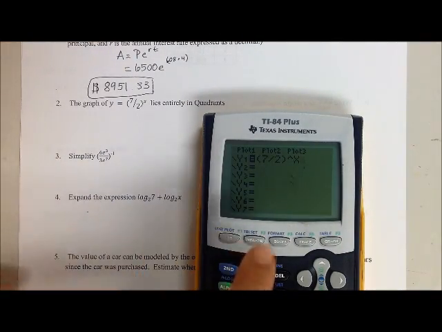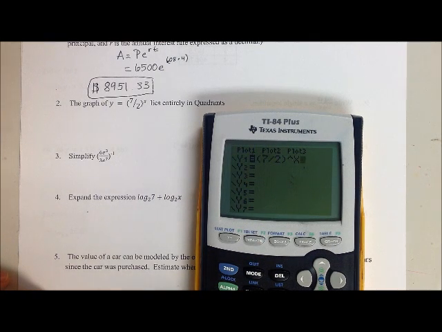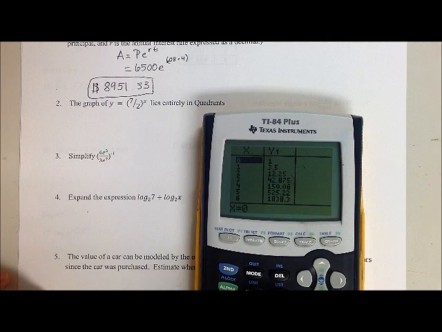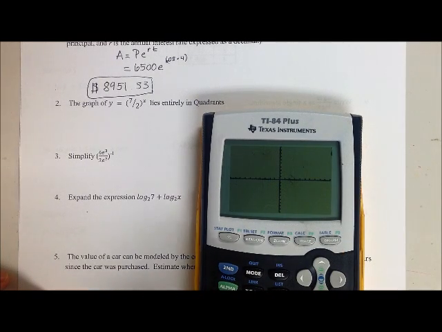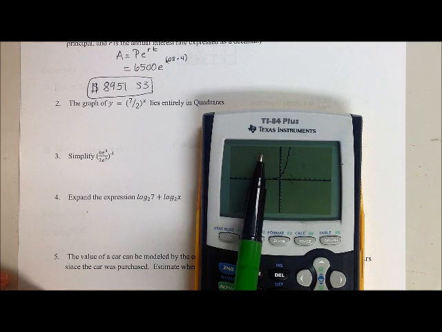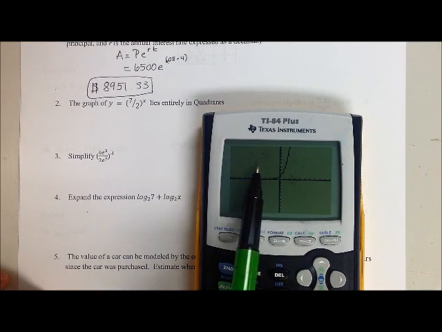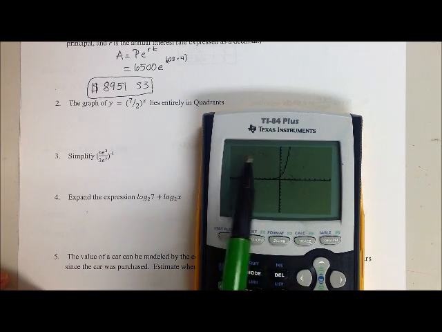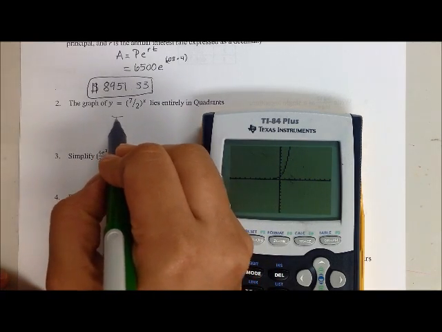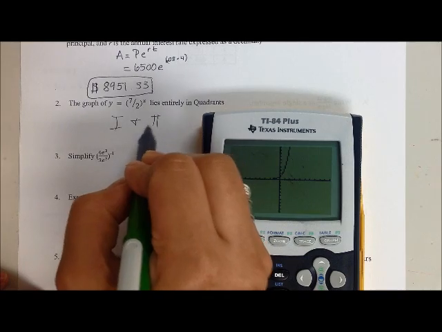Okay, so in problem 2, you would plug in the equation, make sure you put raised to the x power, and then here you would go to the graph and see where the graph appears. Now remember, this is quadrant 1, 2, 3, and 4. So this graph only starts off here and it goes up, so it appears in these two quadrants, which will be quadrant 1 and quadrant 2.